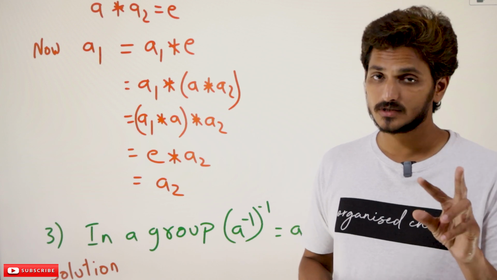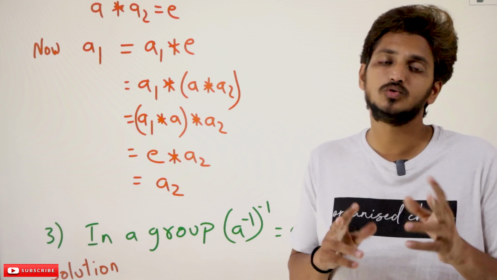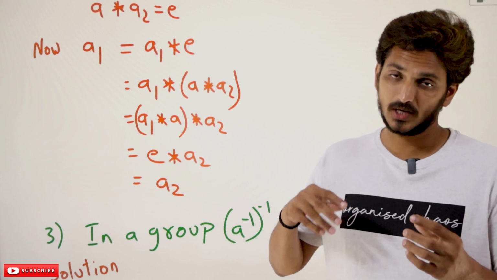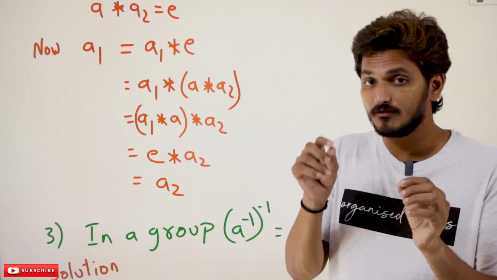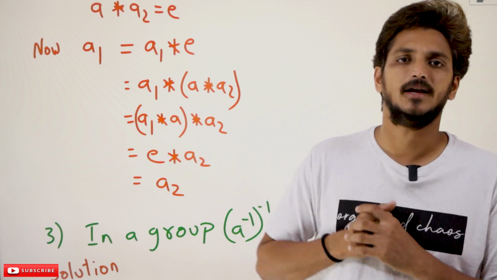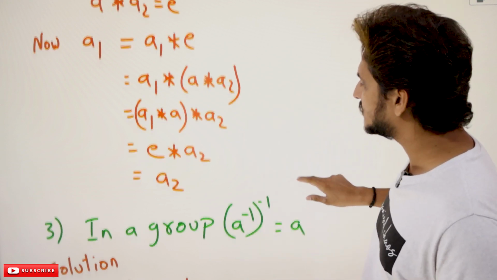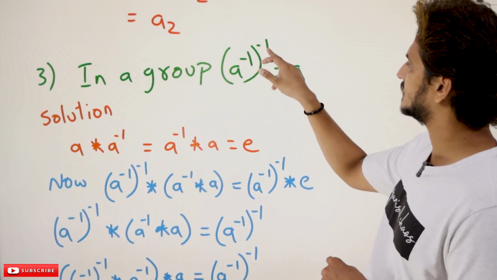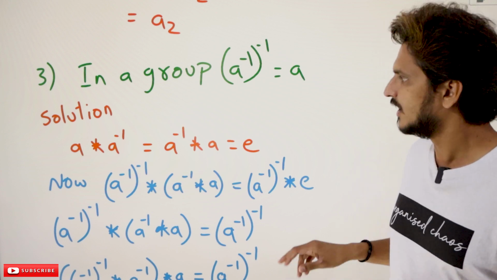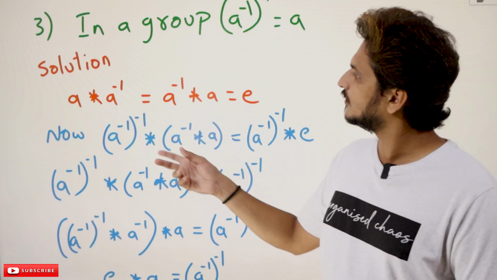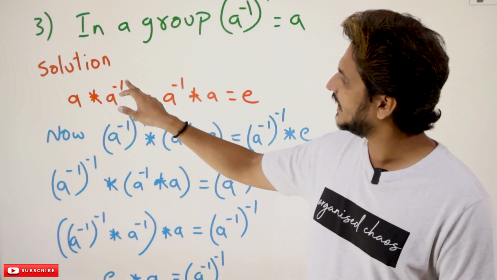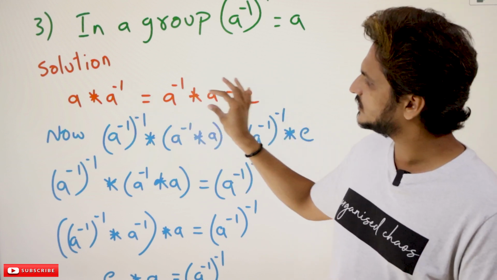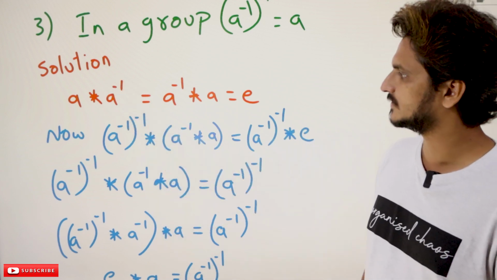So you take two inverses for an element, it is not going to happen unless those two are the same. Then only it happens. Means we can say that for every element we can have only one unique inverse element. Similarly, the next one is that in a group, we need to show A inverse whole inverse is equal to A. For this, we know from our previous classes that A binary operation A inverse is equal to A inverse binary operation A equal to E.